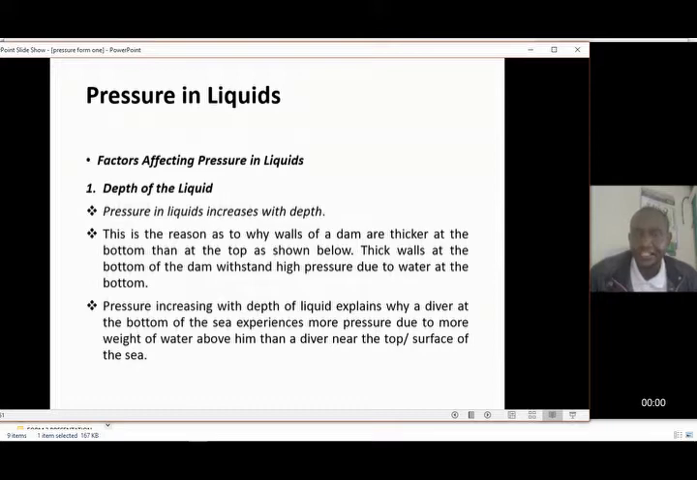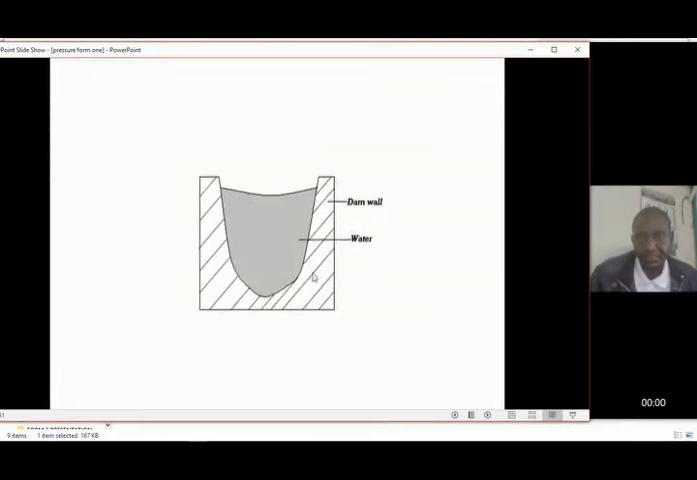Pressure in liquids. Factors affecting pressure in liquids. Number one is depth of the liquid. Pressure in liquids increases with depth. This is the reason why walls of a dam are thicker at the bottom than at the top. Thick walls at the bottom of the dam withstand the high pressure due to the water at the bottom. Pressure increasing with depth also explains why a diver at the bottom of the sea experiences more pressure, due to more weight of the water above him, than a diver near the surface. This is a dam, with thicker walls at the bottom simply because pressure exerted at the bottom is greater than the pressure at the top.